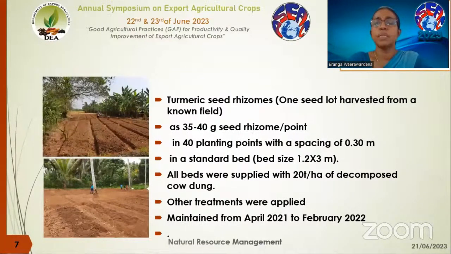Turmeric seed rhizome harvested from 1 seed lot from a known field was used for the experiments in both fields. Seed rhizomes of 35 to 40 grams were planted per point, with 40 planting points at a spacing of 0.3 meter in a standard bed, and all beds were supplied with 20 tons per hectare of decomposed cow dung. After applying all fertilizer treatments, they were maintained for 10 months from April 2021 to February 2022.